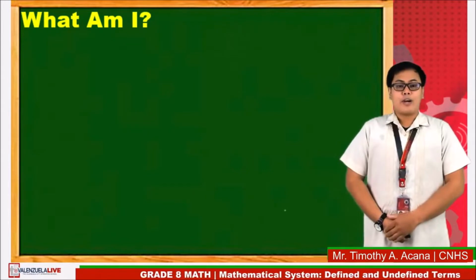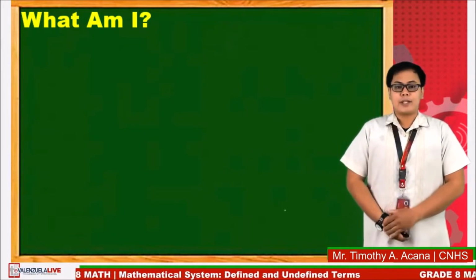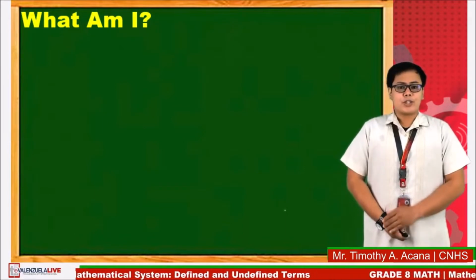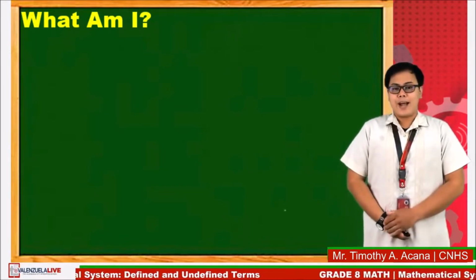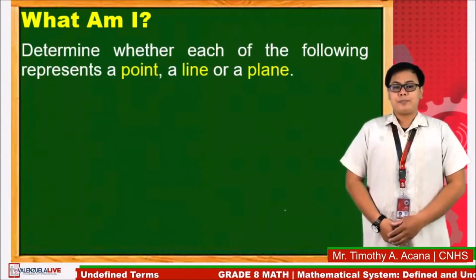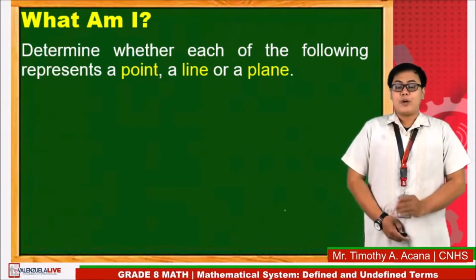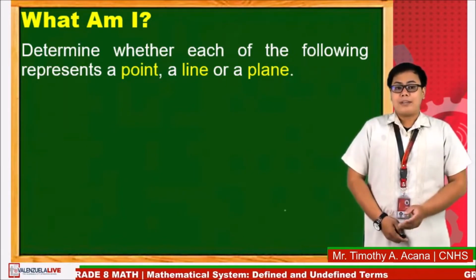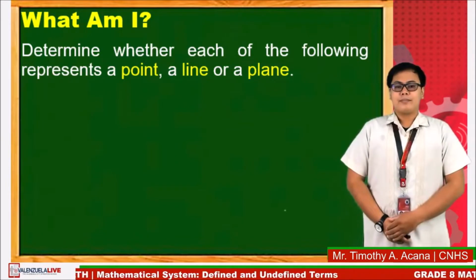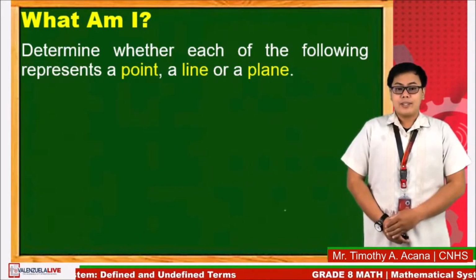Before we start our lesson for today, let us recall your previous topic in grade 7 mathematics. Let us answer the activity entitled, What Am I? The directions for the activity are simple. All you need to do is determine whether each of the following represents a point, a line, or a plane. You can type your answer in the comment section. Are you ready? Let us start.